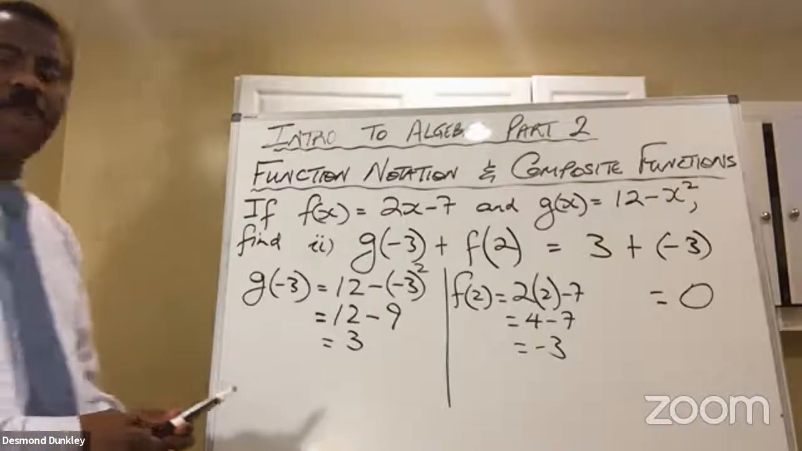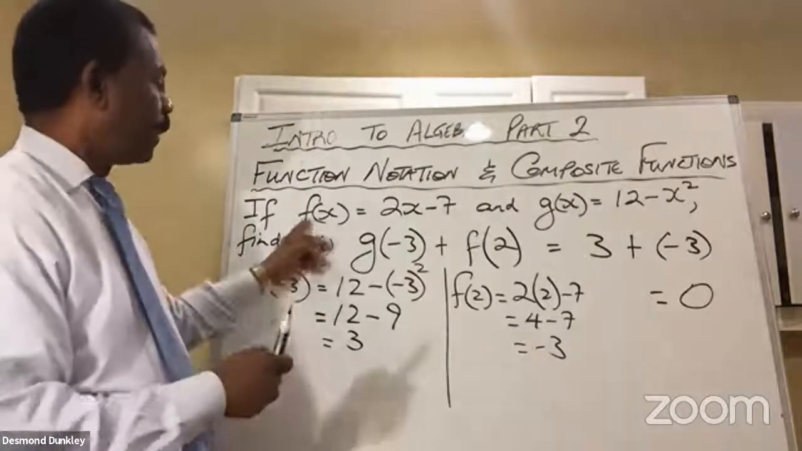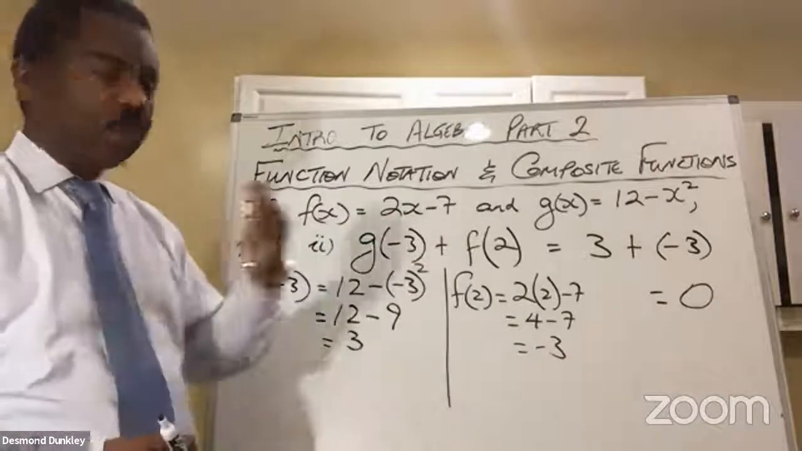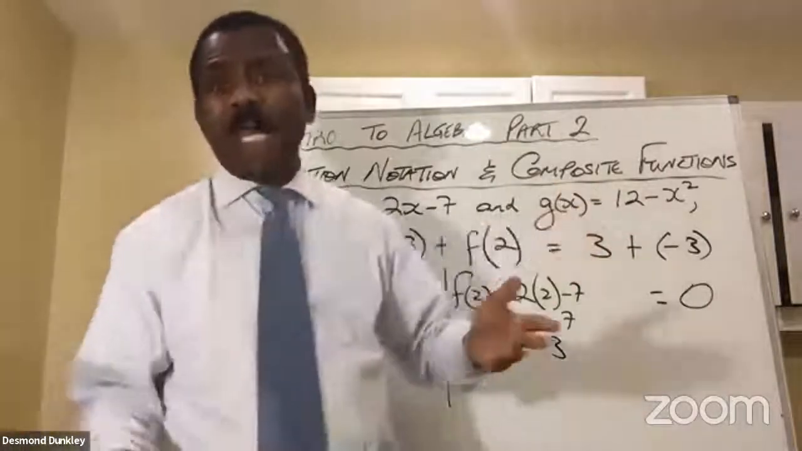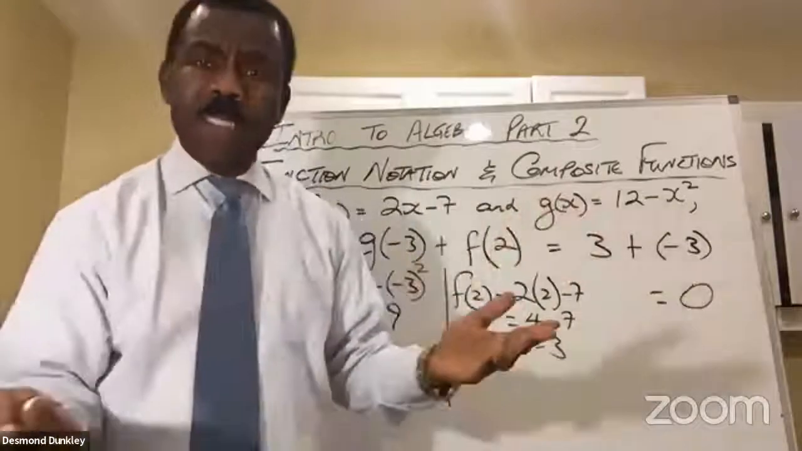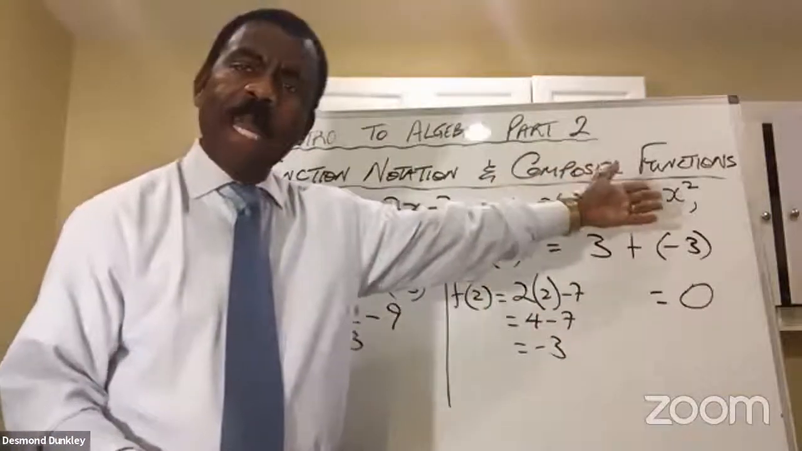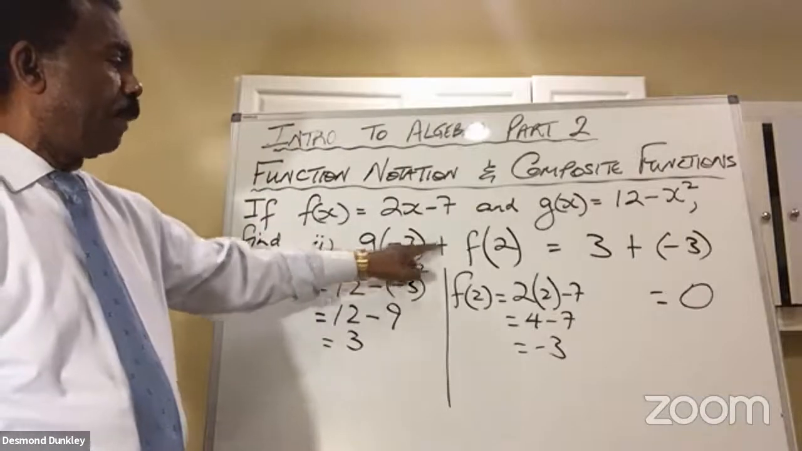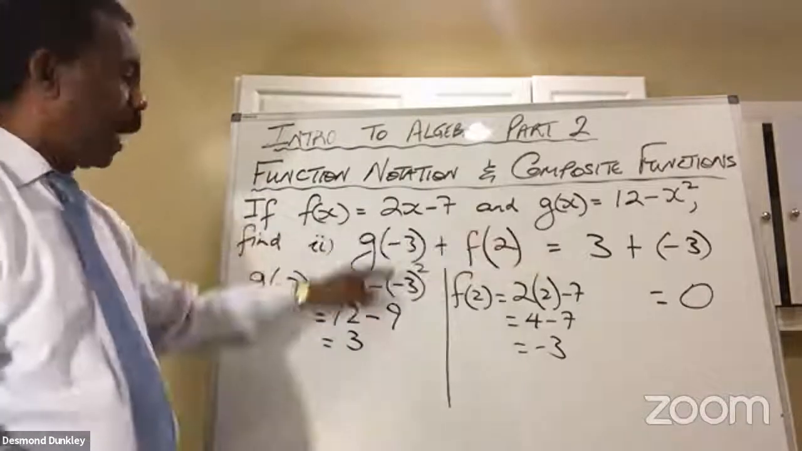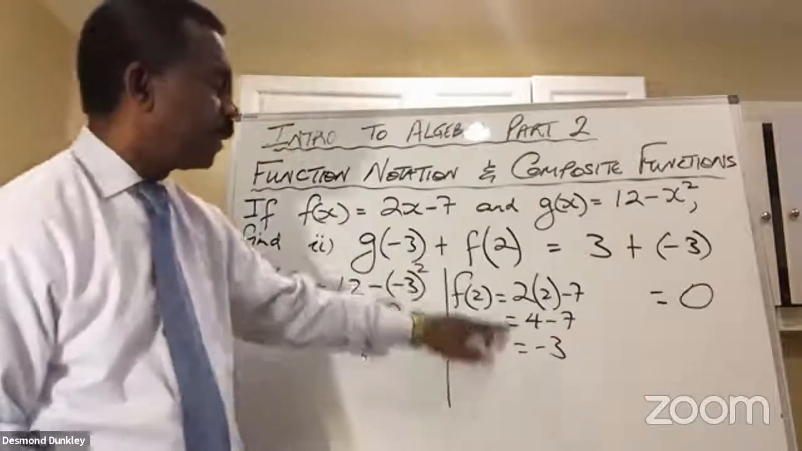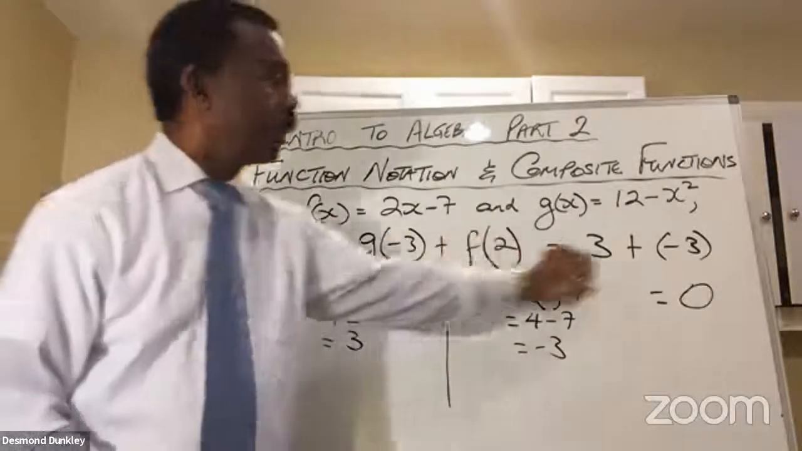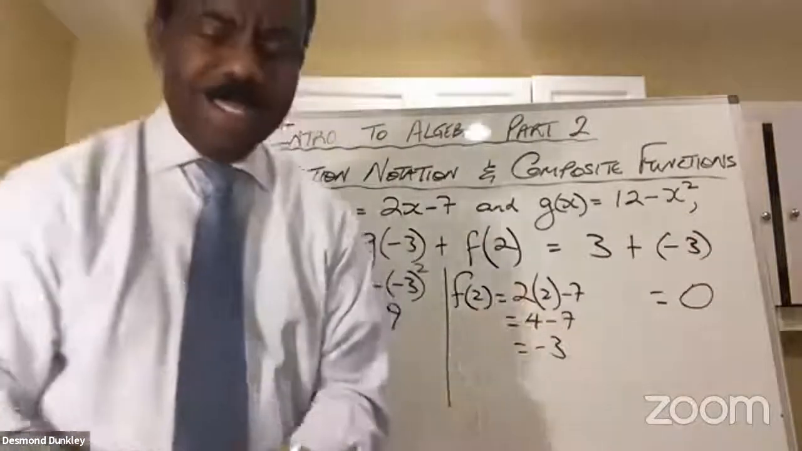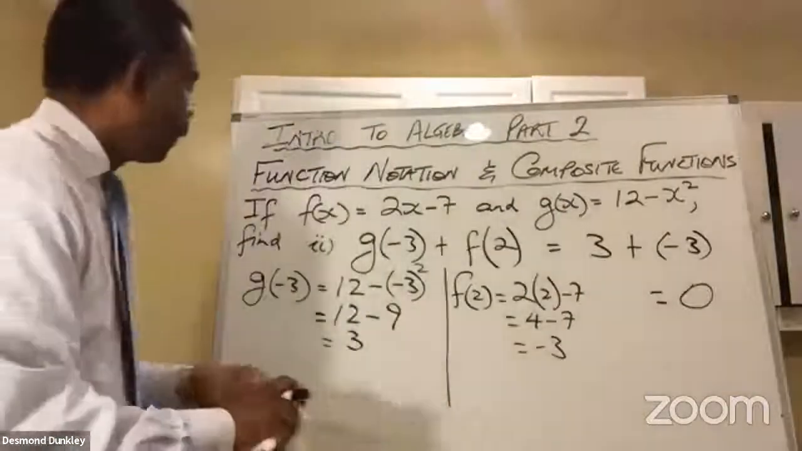Okay, so let's go over this again. F is defined as this. G is defined as that. In this example, I could define it any way I want. I just chose to define it as given. And I wanted to evaluate G of -3 plus F of 2. So I work this out separately, I work that out separately, and then I add the two results together, and that's it. Let's try another one, number 3.